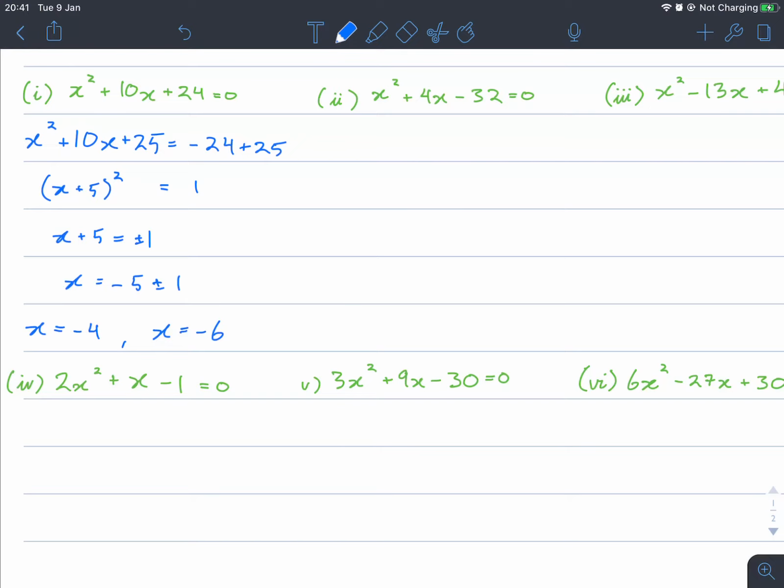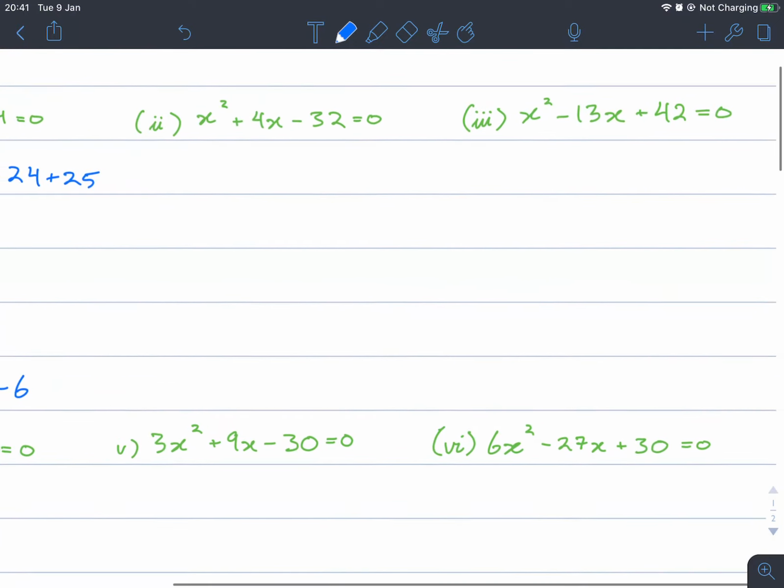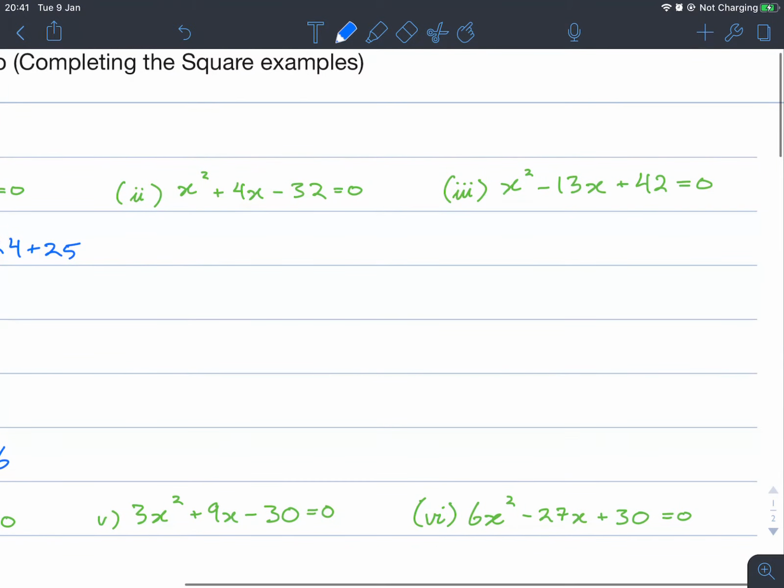Okay, that's the first example. Let's move right along. Here we go. So it's already got a monic coefficient, it's already got a 1. Let's isolate the constant, positive 32. We take half of this coefficient and we square it. So half of 4 is 2. 2 squared is 4, and we add that to both sides.